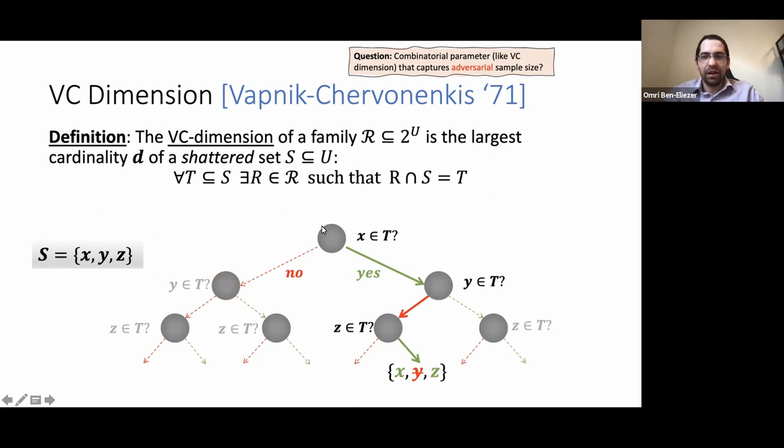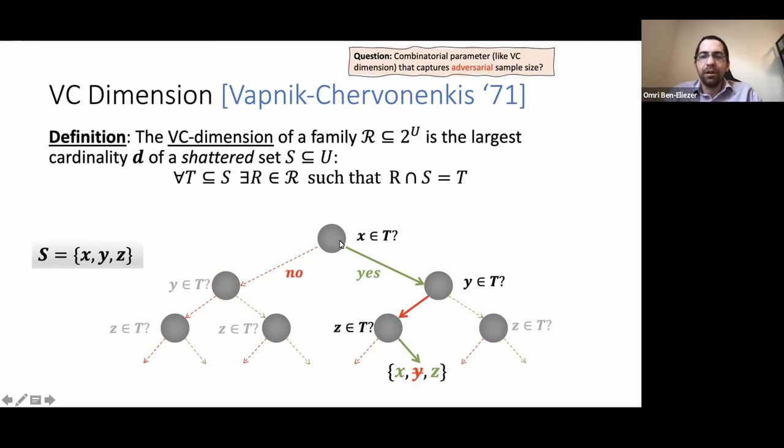We could define it using a tree. The VC dimension is the maximum depth of a tree, where in the tree each node is labeled, and nodes at the same depth have the same label, where each path in the tree corresponds in some sense to a member of the family.